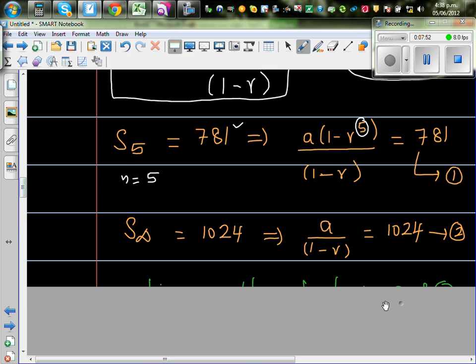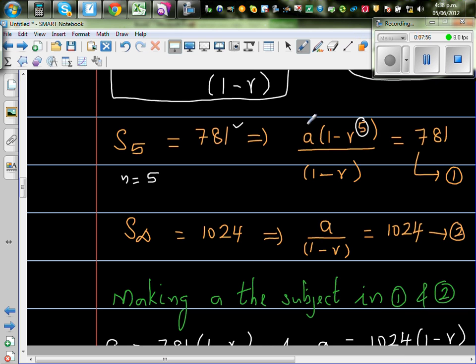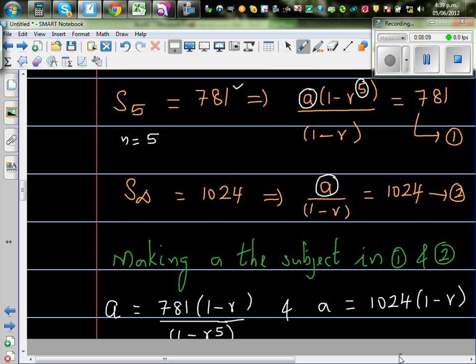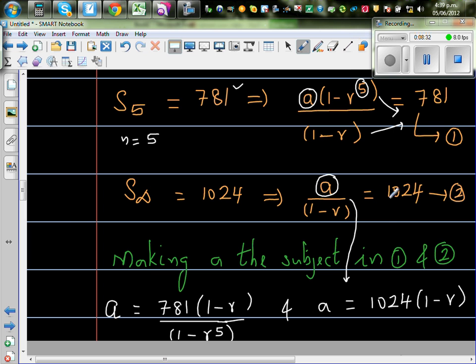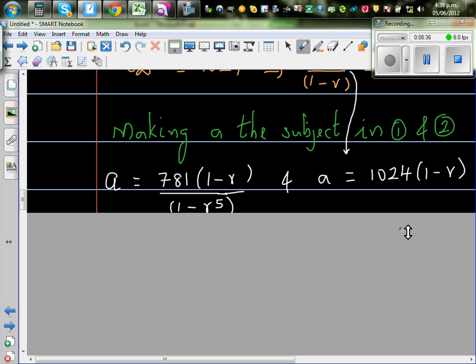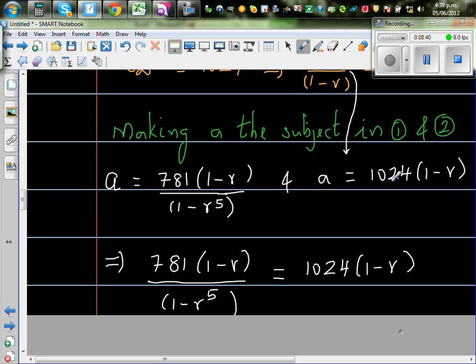What are we going to do with these two equations? We want to make A the subject in this equation and this equation. Cross multiplying, this goes up and this comes down, so A is 781 times 1 minus r over 1 minus r to the power of 5. Making A the subject here, A is equal to 1024 times 1 minus r. Now A is this and A is this, so these two should be equal. That's what I've done logically.